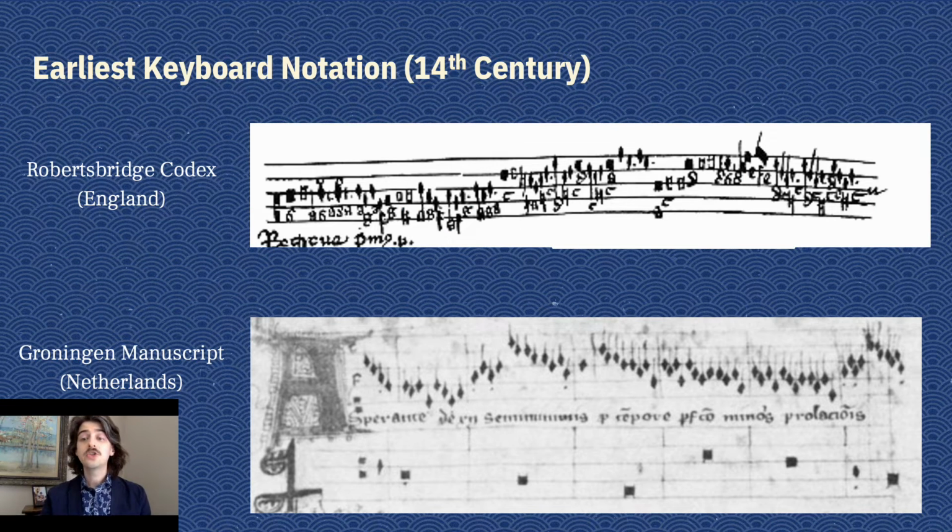Prior to the 18th century, keyboard music appeared in diverse notational formats. The very earliest keyboard manuscripts, dating from the 14th century, already reflect diverging approaches. The English Roberts Bridge Codex includes dances and intabulations that combine an upper part in minstrel notation on a 5-line staff with a lower part written in letters. As you see here, they're very small.